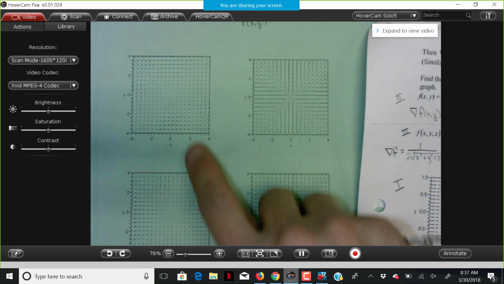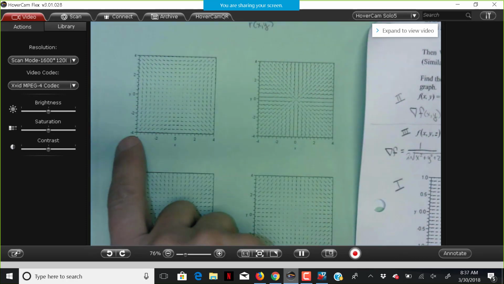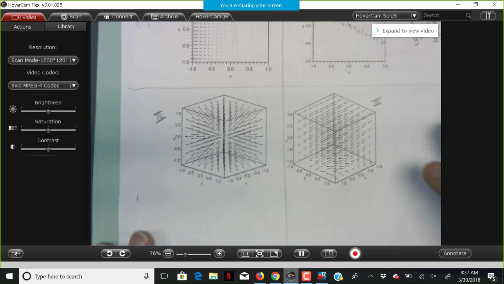Because none of these have a part where it's always flat. They're not always going the same way. Some are going to the right and some are going to the left. Some are going up and some are going down in every single one of the graphs. So nothing stays the same all the time. So what you want to do is pick a corner.